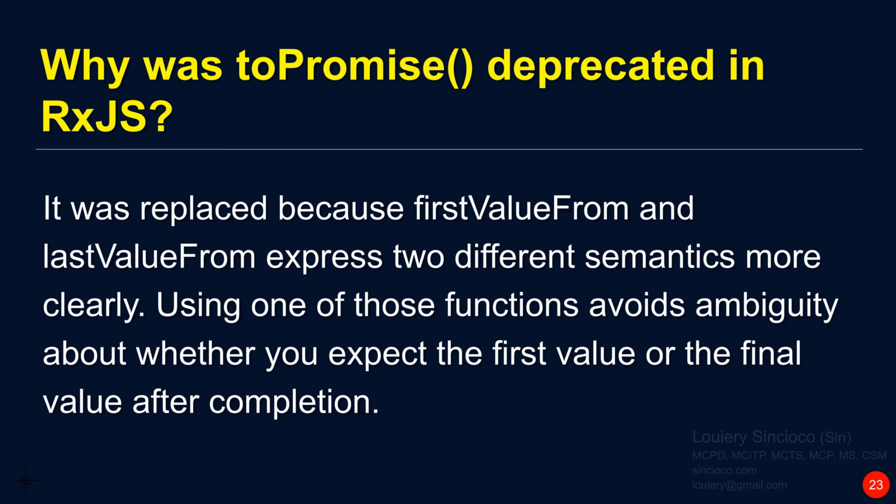Why was toPromise deprecated in RxJS? It was replaced because firstValueFrom and lastValueFrom express two different semantics more clearly. Using one of those functions avoids ambiguity about whether you expect the first value or the final value after completion.